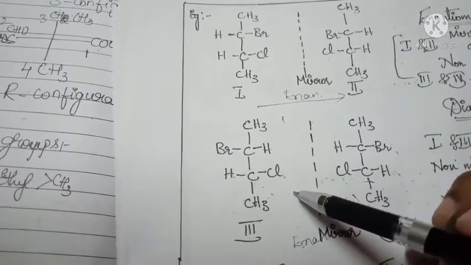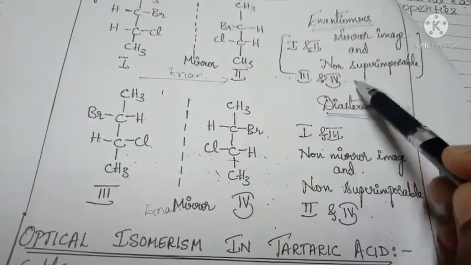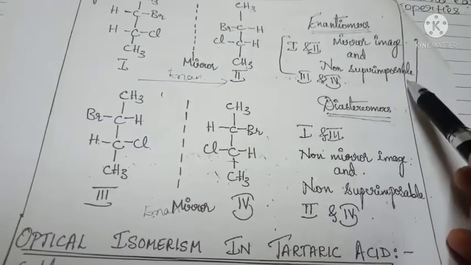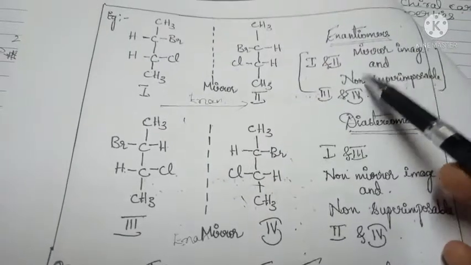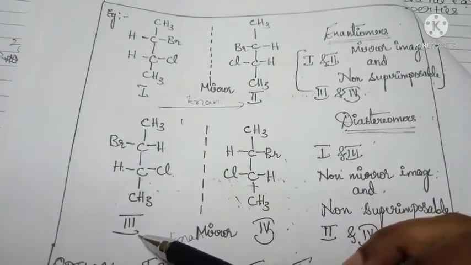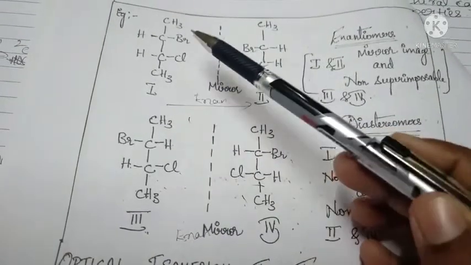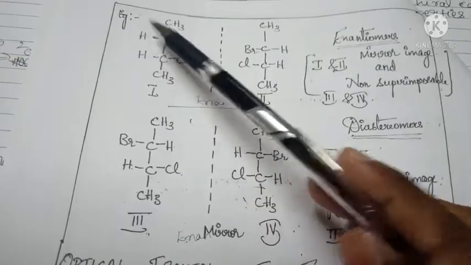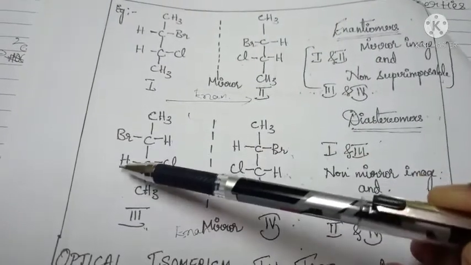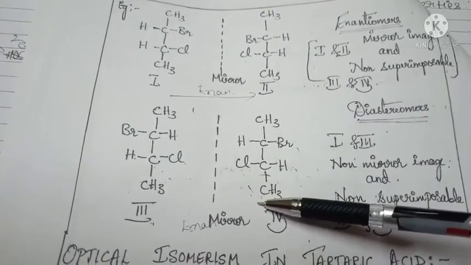Then which is diastereomers? You have to observe here in the enantiomer, first and second, third and fourth are mirror image and non-superimposable. So that's why they belong to enantiomer. But in the diastereomers you have to observe here first and third, there will be non-mirror images. Okay, you have to observe here Br and Cl, but here H and Cl, and here H, H is present, but here Br and H is present. So first and third, second and fourth are the diastereomers.